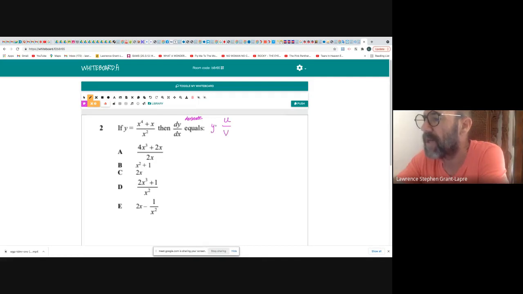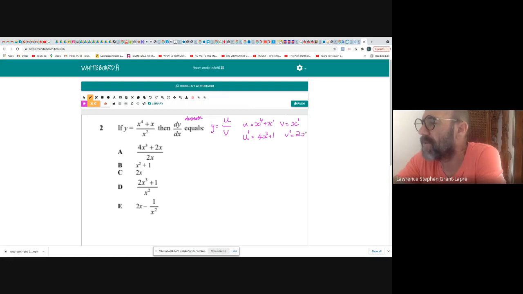So we're going to use the quotient rule where u equals x⁴ plus x and v equals x squared. So v equals the denominator. Now u dash, I'm going to call it u dash, the derivative of u is simply 4x cubed plus 1. And the derivative of v, I'll call it v dash, is 2x.